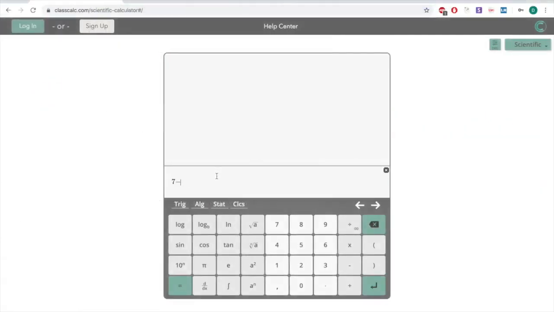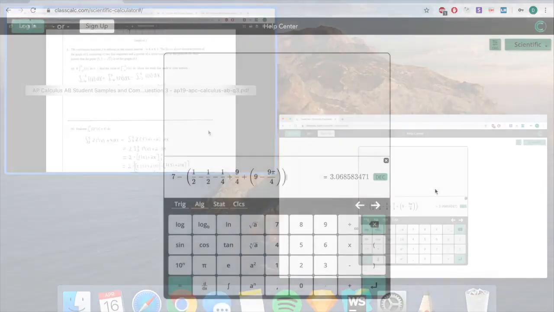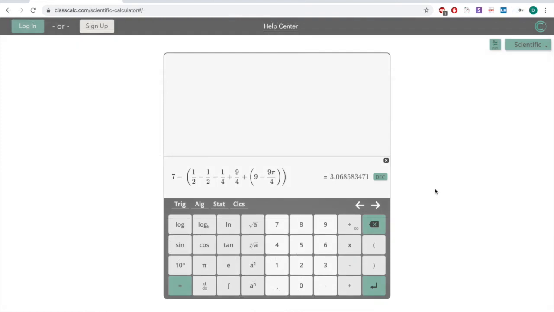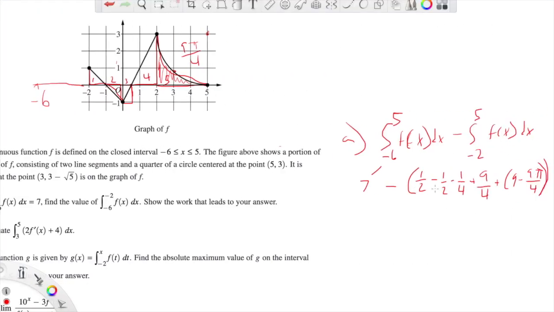All right, now let's go plug it into the calculator. That gives us 3.069, which will be the right answer.